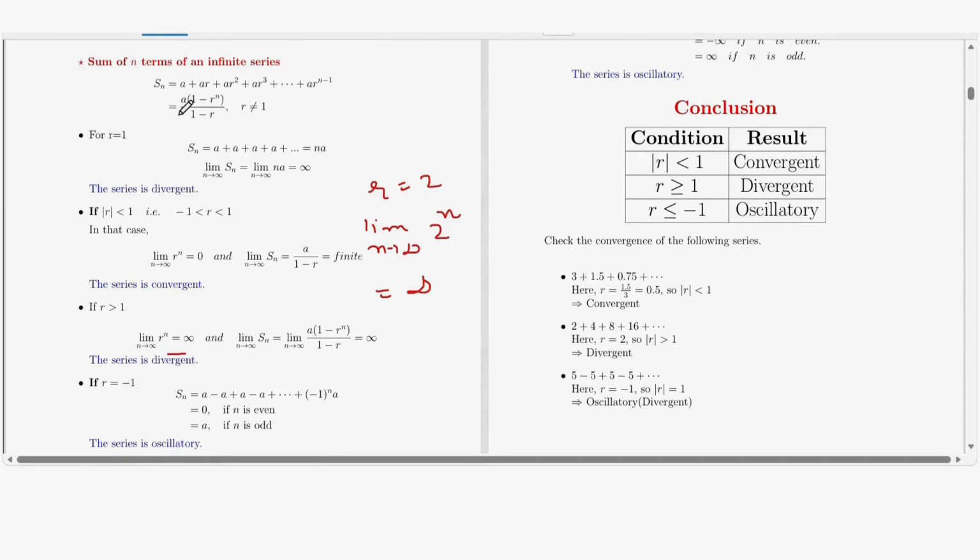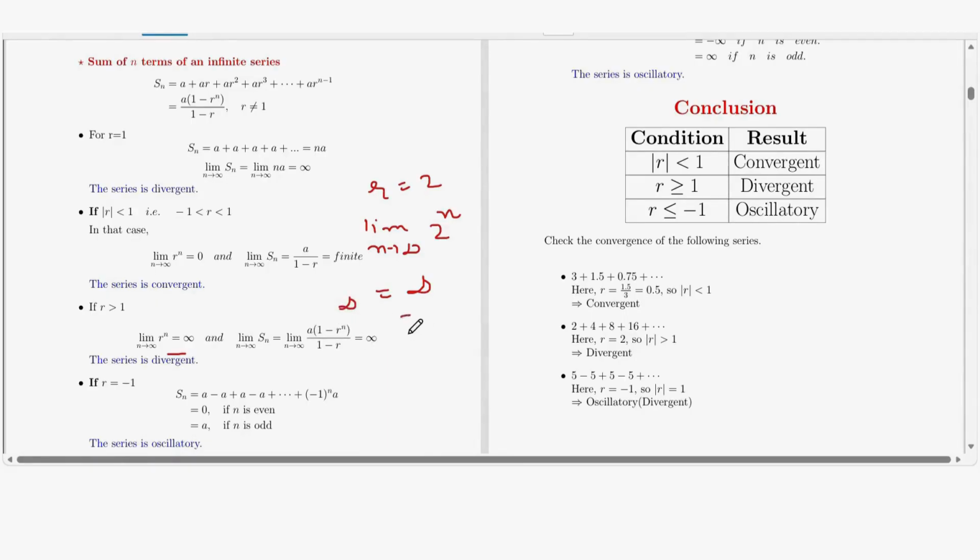Take this sum Sn. So Sn is equal to a times (1 minus r raised to n) upon (1 minus r). Apply the limit n tends to infinity on both sides. Now what is this value? When you separate the limit, the limit n tends to infinity of r raised to n is equal to infinity. So this value becomes infinity. So we get 1 minus infinity.